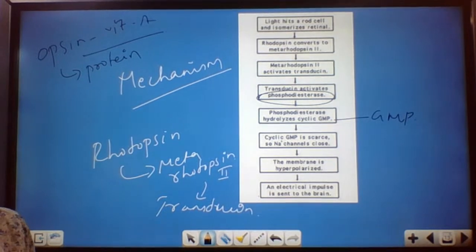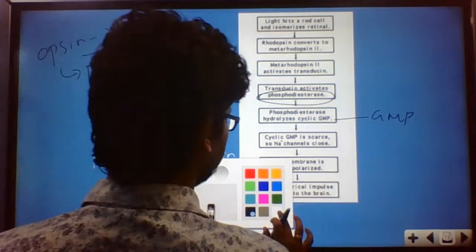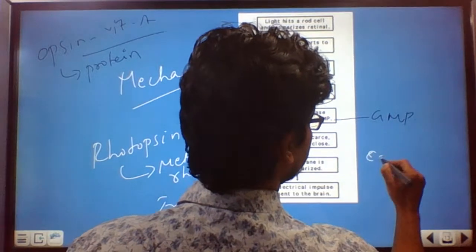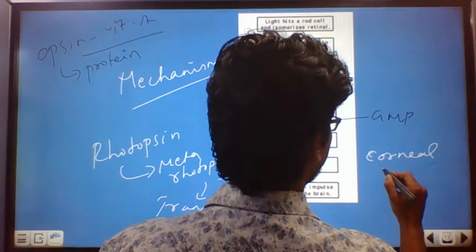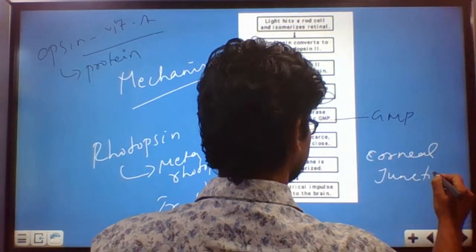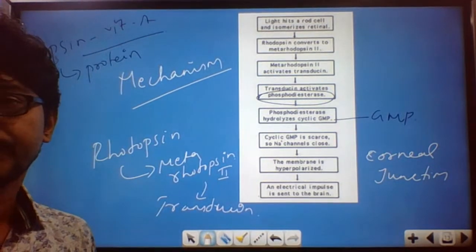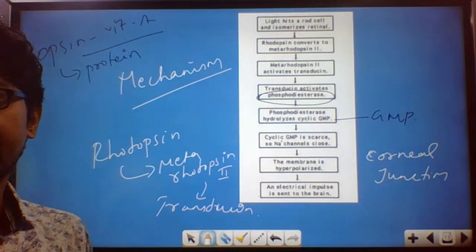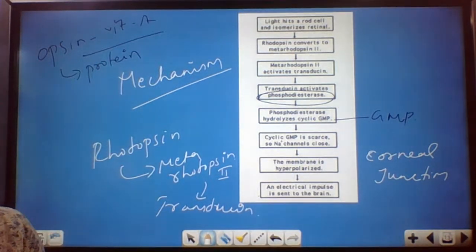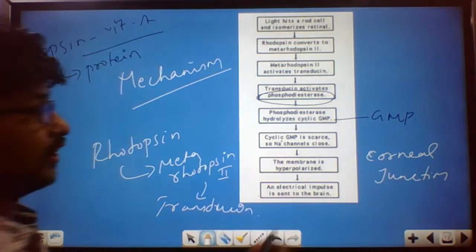Now someone asked about the canal of Schlemm. The canal of Schlemm is at the sclerocorneal junction. So you asked a question, what is it? The canal of Schlemm is the circular canal lying in the substance of the sclerocorneal junction.